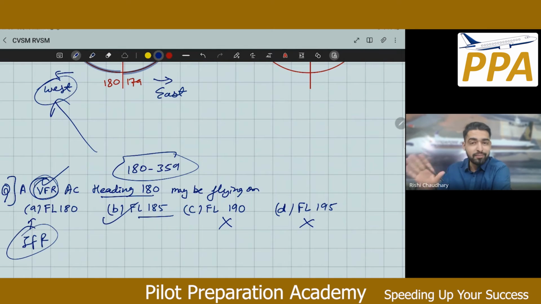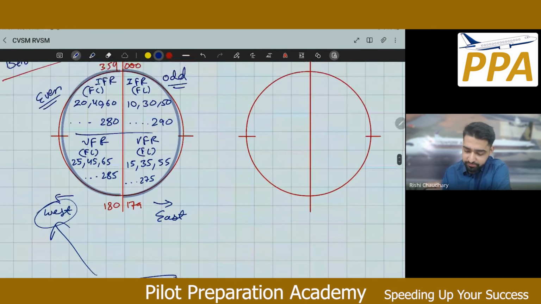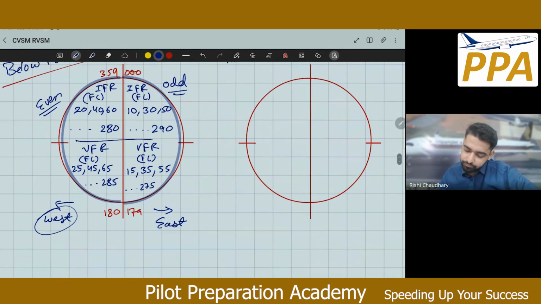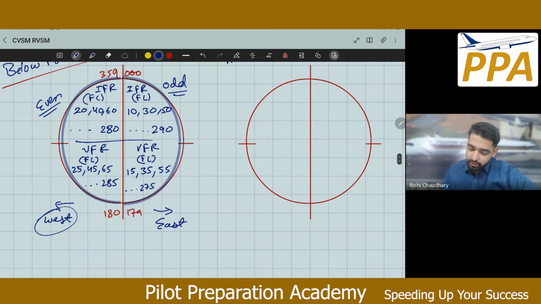I hope it is very clear how to make the semicircular rule, and you don't need to remember or learn everything by heart, as it is very easy. Apart from this, in the same circle, if we see one more thing, you can see if two planes are going in the same direction, that means if they're going in the easterly group, or maybe we can say both are going in 090 direction, let's say.